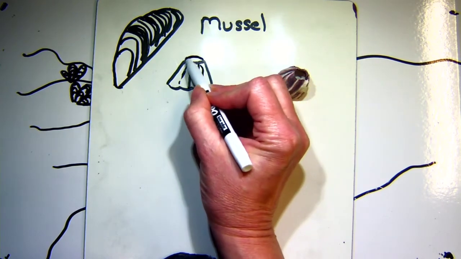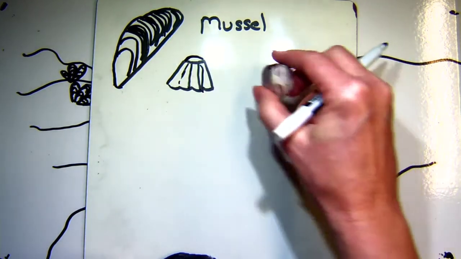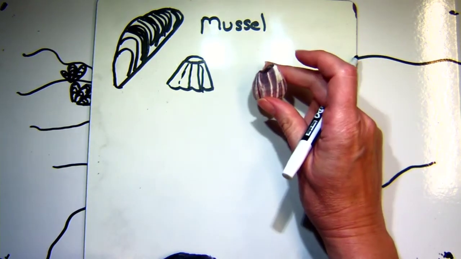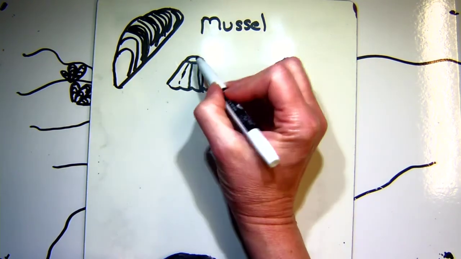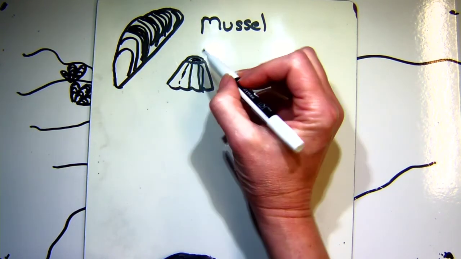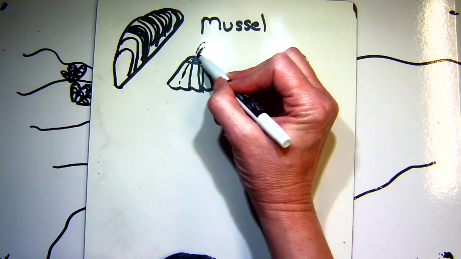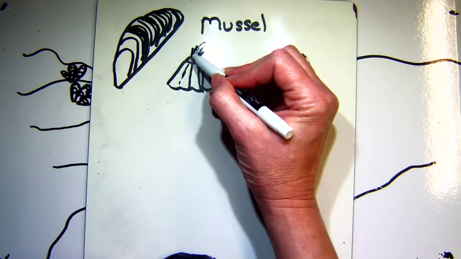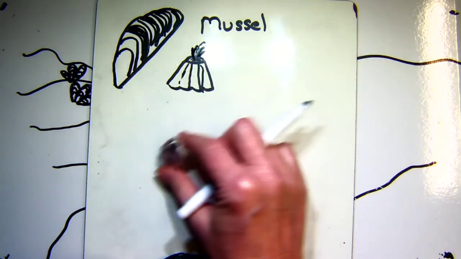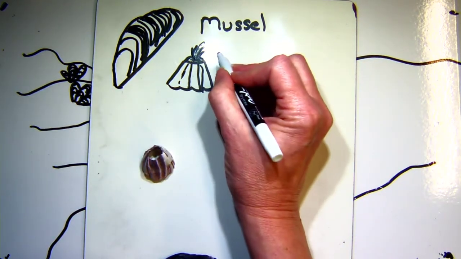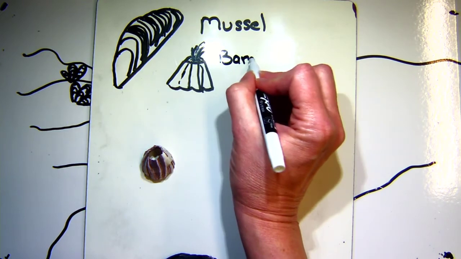And then they have that hole at the top. So that's a side view of just the outer shell of the mussel. But the animal has this other covering inside. And if it's open, it sticks out these feet that kind of look like little tiny hairs, like that. So that would be a barnacle. A barnacle.